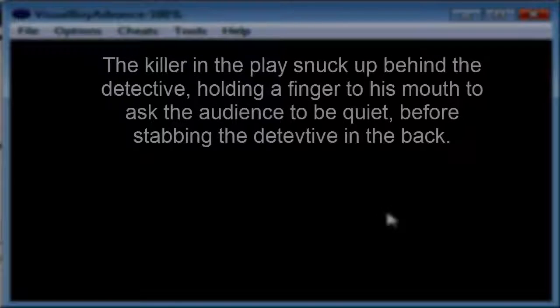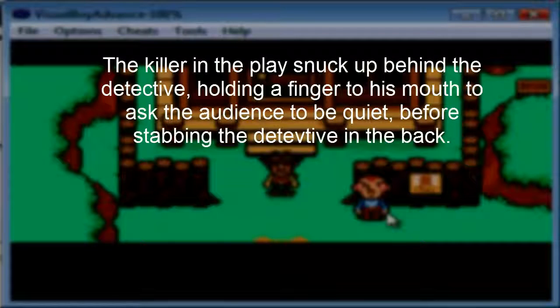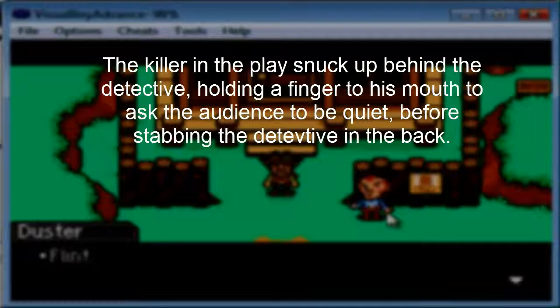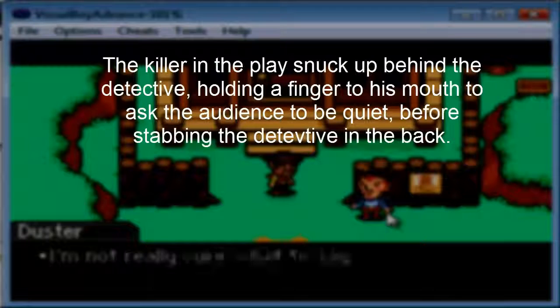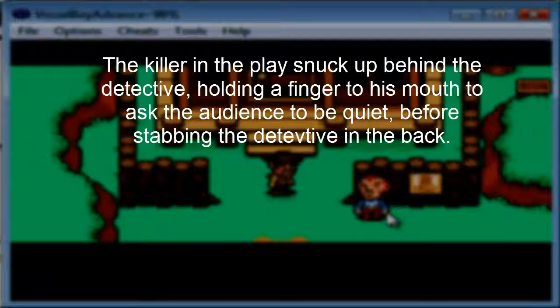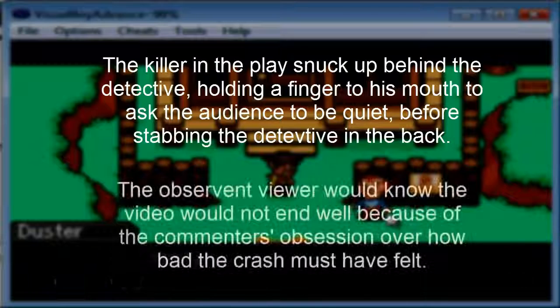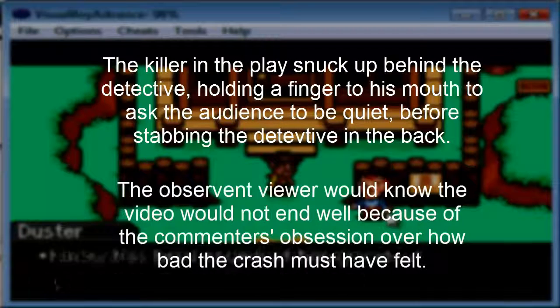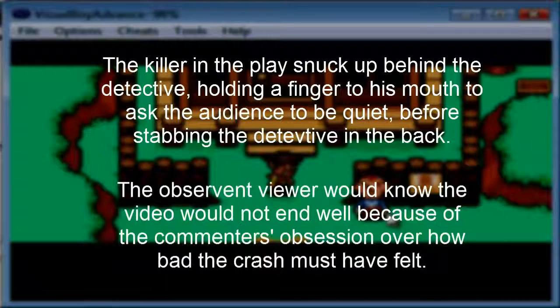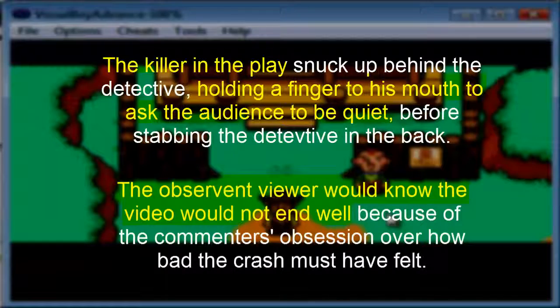Finally, some examples of dramatic irony include: the killer in the play snuck up behind the detective, holding a finger to his mouth and asked the audience to be quiet before he stabbed the detective in the back. And the observant viewer would know the video would not end well because the comments' obsession over how bad the crash must have felt. I'll give you a moment to review these and we'll move on to paradoxes.